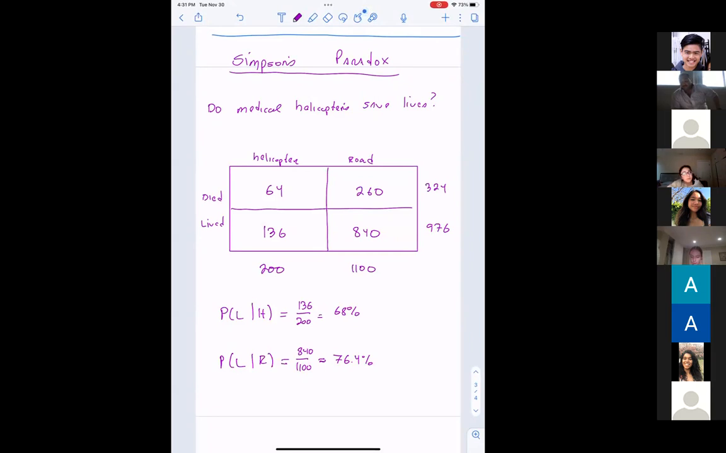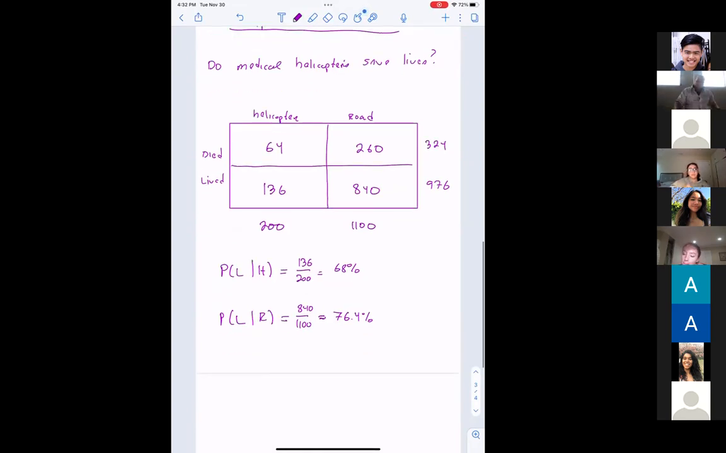Why ever go by helicopter if people are more likely to live by going by road? Helicopters are cool. So those answers are, helicopters are cool. I've never actually been in a helicopter, but it seems like it would be cool. But you guys are not hitting upon the right reason.